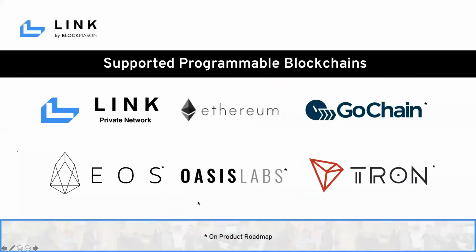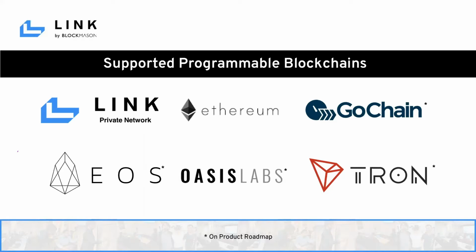Awesome. So just highlighting where we've focused our efforts so far on integration. There is a Link private blockchain built into the Link application, which is effectively our Parity nodes. And then we've also integrated with Ethereum. So if you wanted to use any of the Ethereum test nets or the main net, you're able to do that directly through Link.